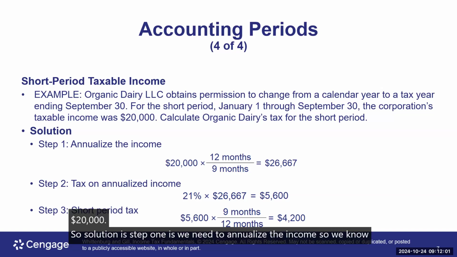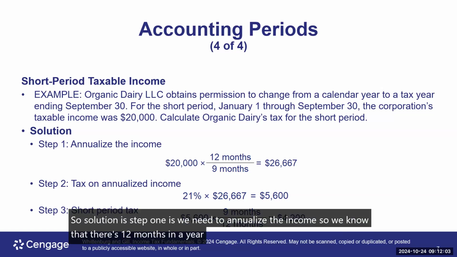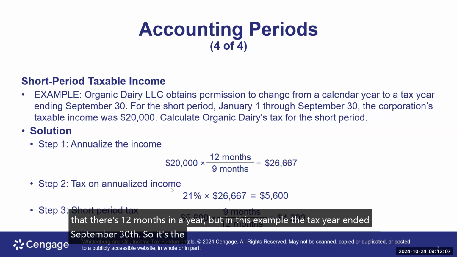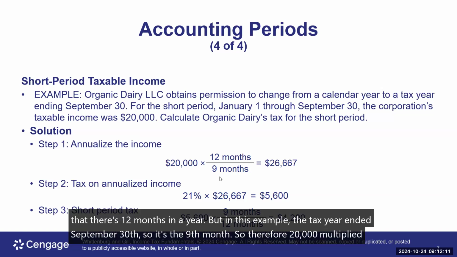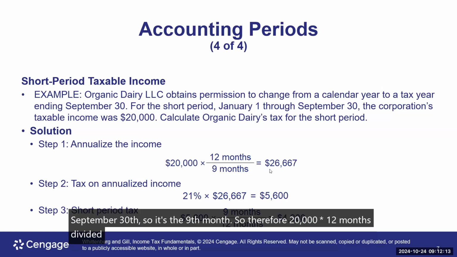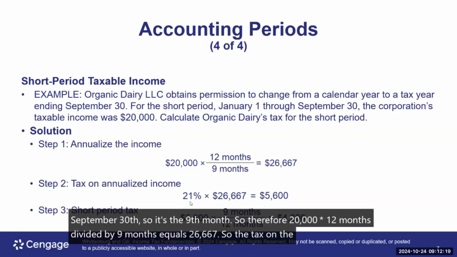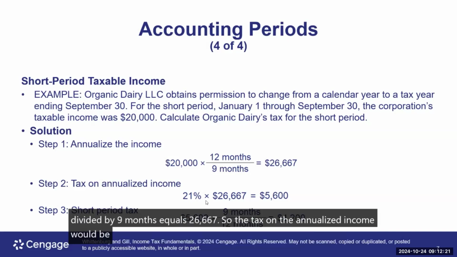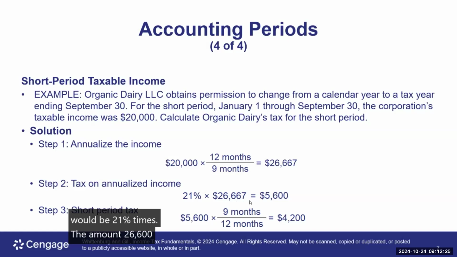So we know that there's 12 months in a year, but in this example, the tax year ended September 30th, so it's the 9th month. Therefore, 20,000 multiplied by 12 months divided by 9 months equals 26,667. So the tax on the annualized income would be 21% times the amount 26,667, which is a total of 5,600.